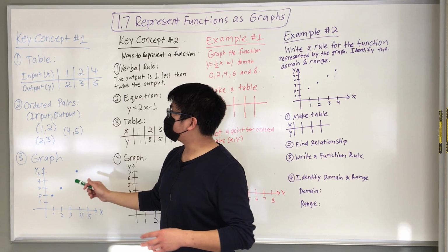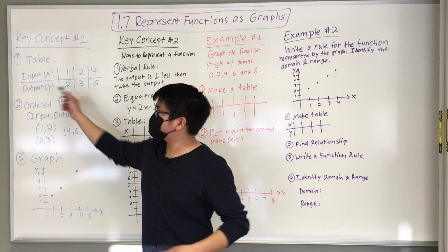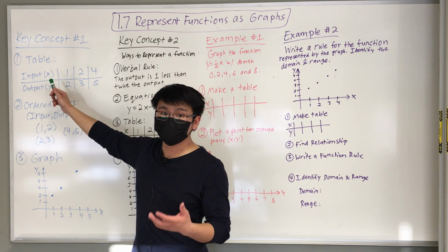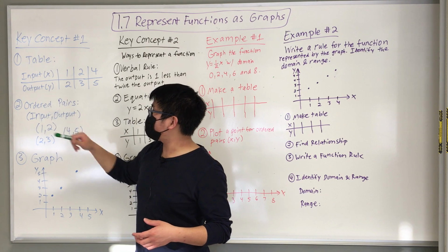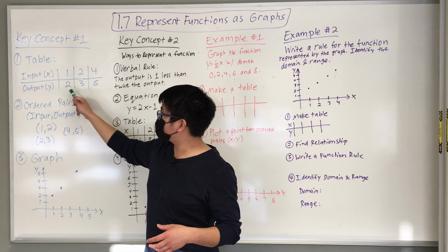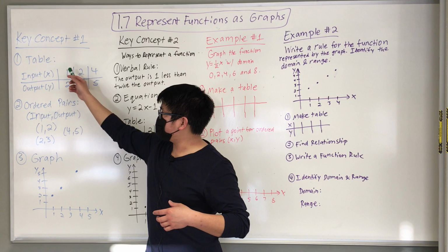There are three things that we can do with functions, right? So there are tables. We can make a table. An example of a table is right here, and we have inputs and outputs. Inputs are represented by the variable x. Outputs are represented by the variable y. So for this table, we have 1, 2, and 4 as the inputs, and 2, 3, and 5 as the outputs. So for each pair right here, right?